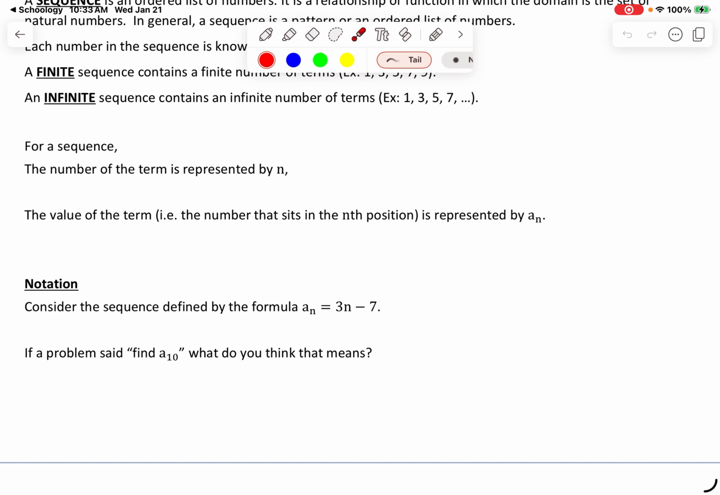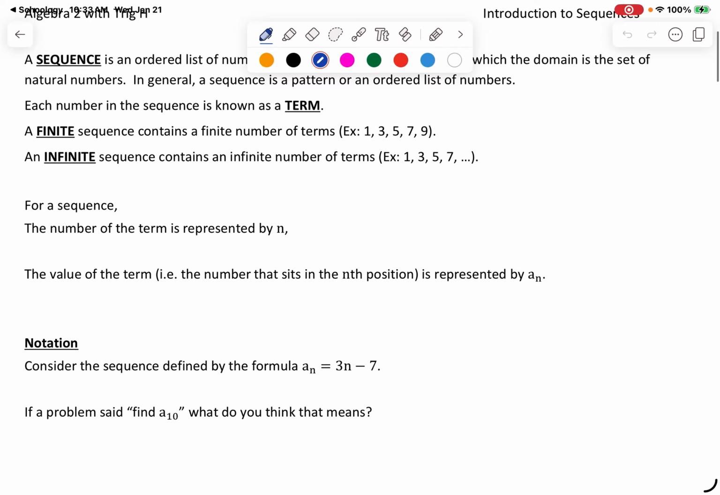For a sequence, the number of the term is represented by n, okay? So when I say n equals 1, that means there's one term. N equals 50, that means there's 50 terms. The value of the term is represented by a sub n, and that's the number that sits in the nth position. So if there was a 1 here, that's the first term. So this is a sub 1, this is a sub 2, a sub 3, a sub 4, and a sub 5. So the first, second, third, fourth, and fifth term.